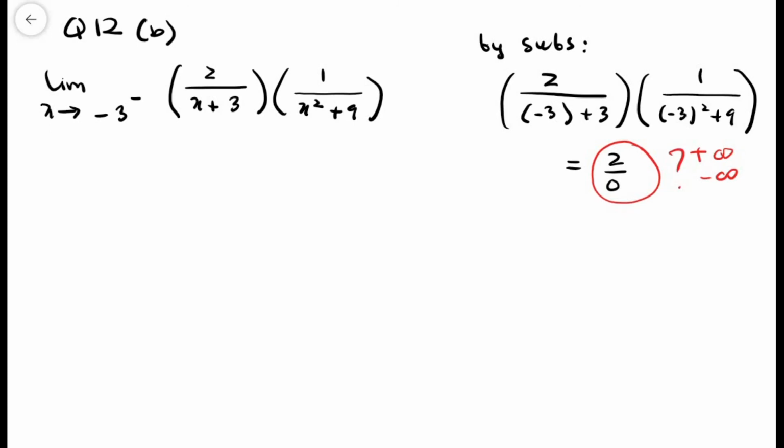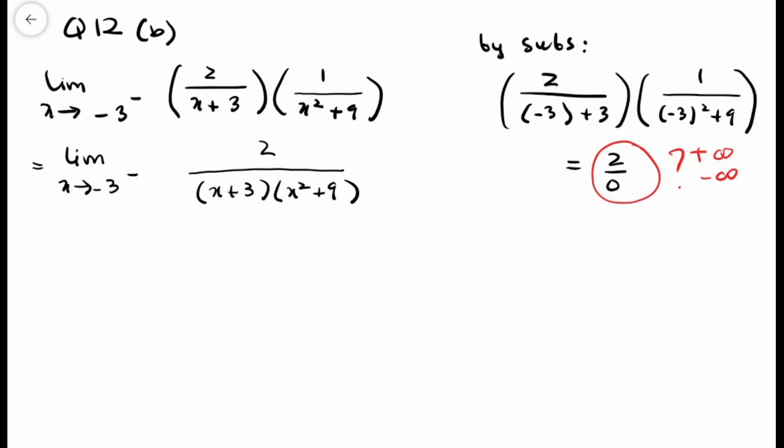But which one should you take? What should you do? The first thing is you just need to simplify the function given. So you'll have the limit as x approaches negative 3 from the left of 2 divided by (x plus 3) multiplied by (x squared plus 9). Then the same thing as the previous method: we look at the top of it. The limit as x approaches negative 3 from the left of a constant is the same constant. So here your constant is 2.